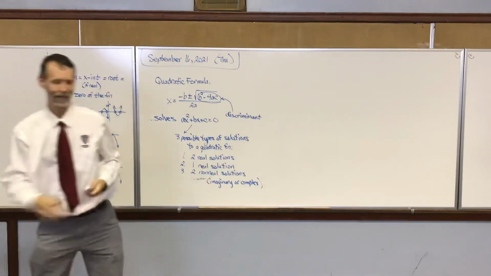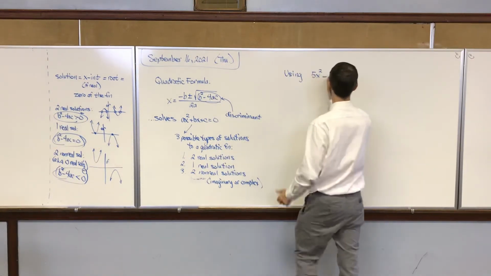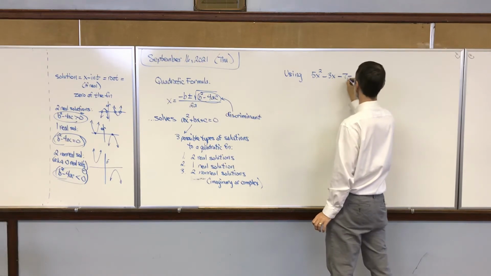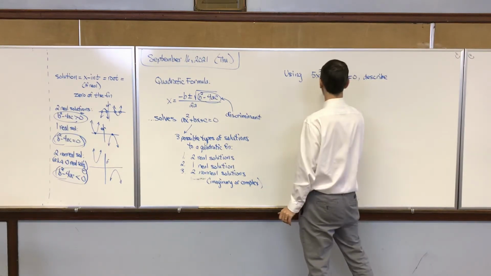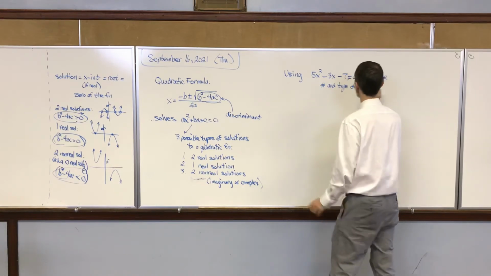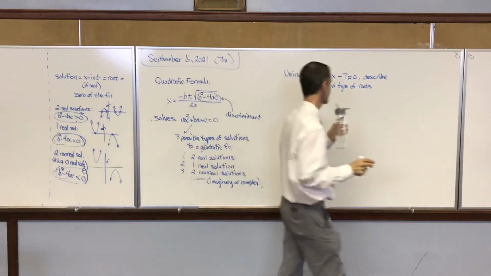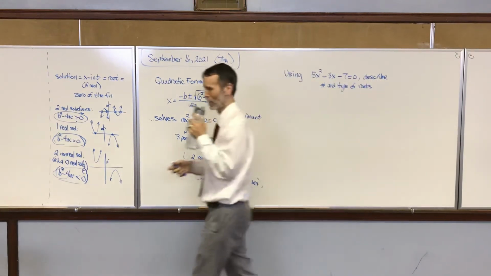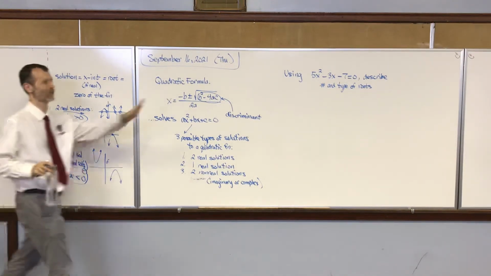Here's a typical question that I would ask you on the test. Using 5x squared minus 3x minus 7 equals 0, describe the number and type of roots. Go ahead and write that down. Using 5x squared minus 3x minus 7 is equal to 0. Describe the number and the type of roots. Now again, there are only three options. Two real solutions, one real solution, two non-real solutions. That's what they're asking for here.